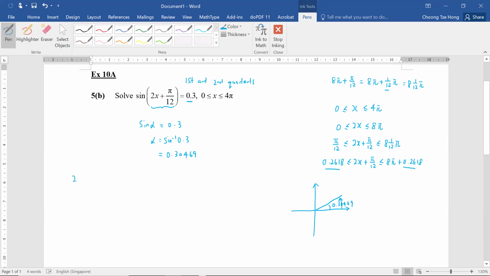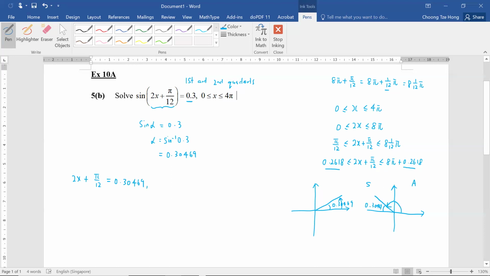So in other words, 2x plus pi over 12 equals 0.30469. The second angle will be the one in the second quadrant. Remember, we want to search the first and second quadrants because sine is positive. The second quadrant angle will be over here, using 0.30469 as the basic angle.